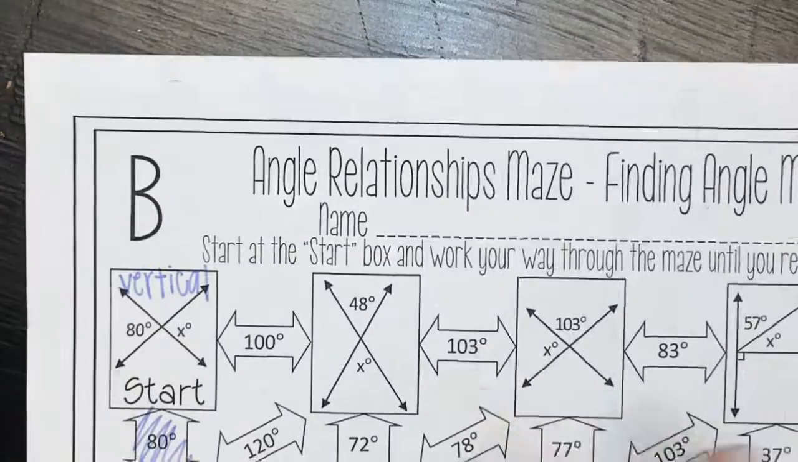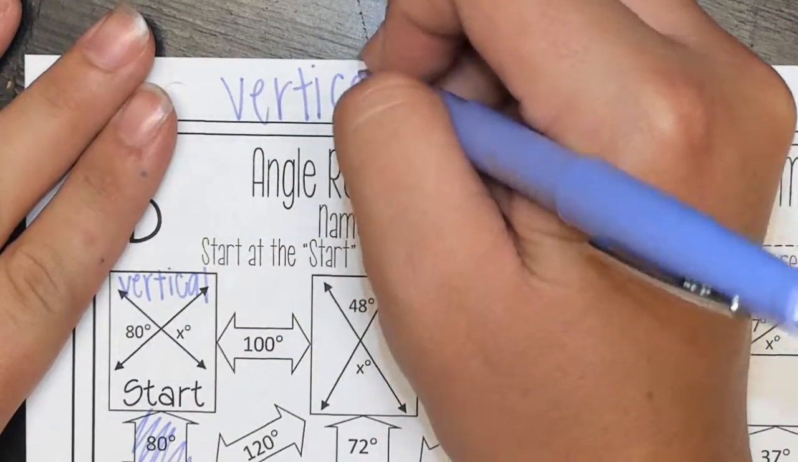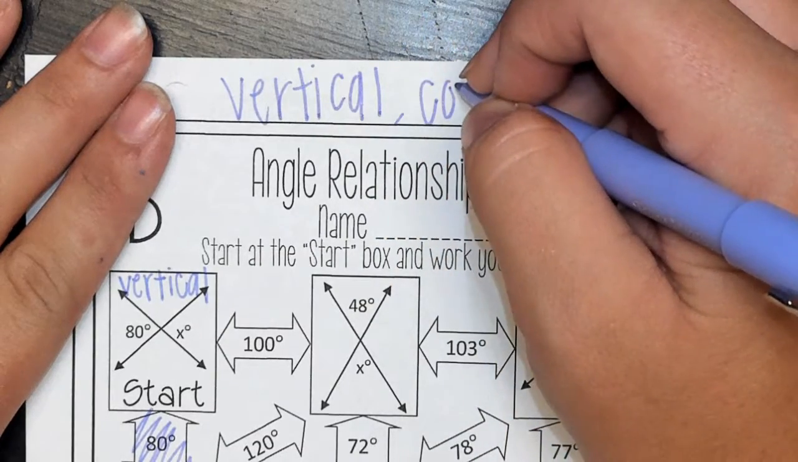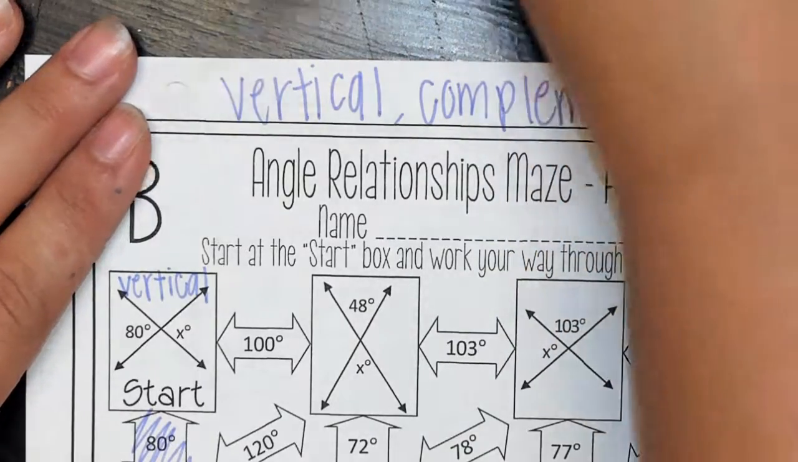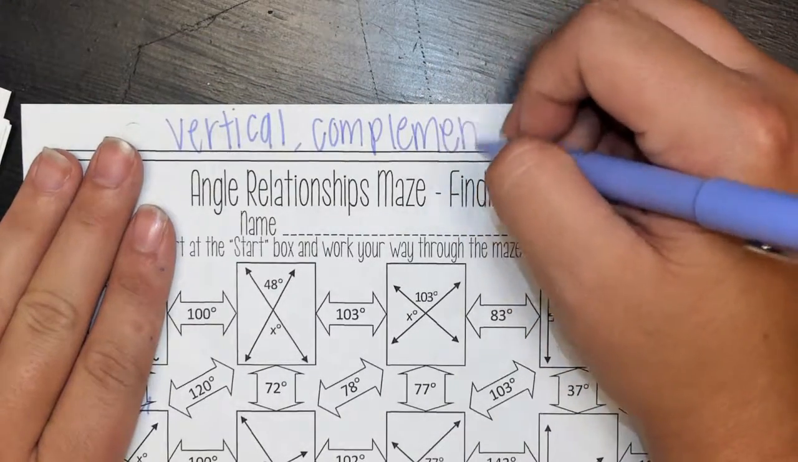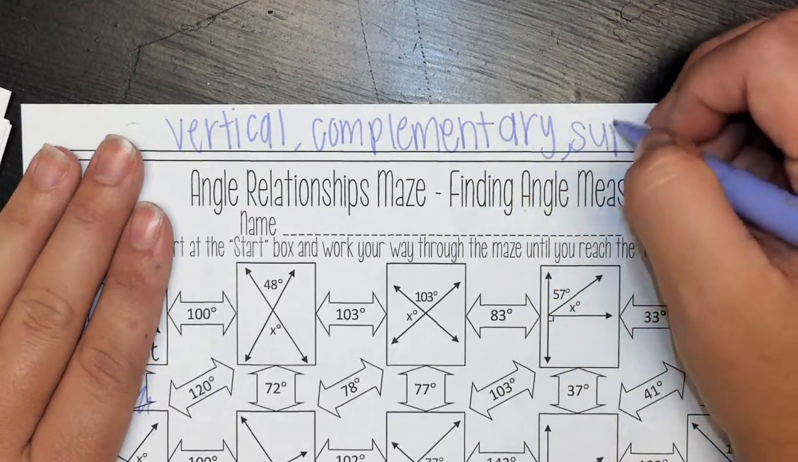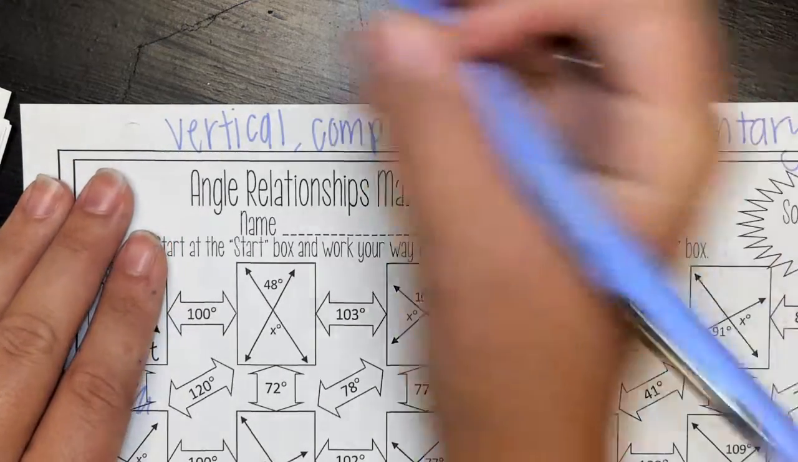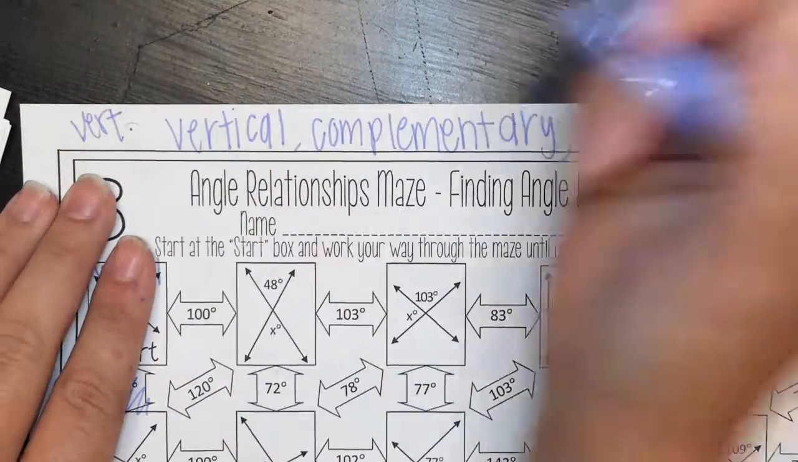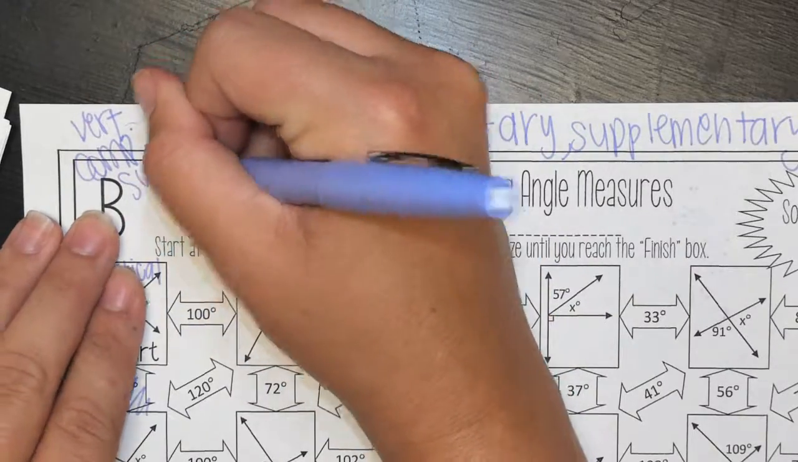Okay, well now, here are your options. You only have 3 options for this whole maze. You have vertical, complementary, and supplementary. Those are your only options. Vertical is a really long word. So you can shortcut those into vert, comp, and sup. But for every one, you have to tell me which kind it is.